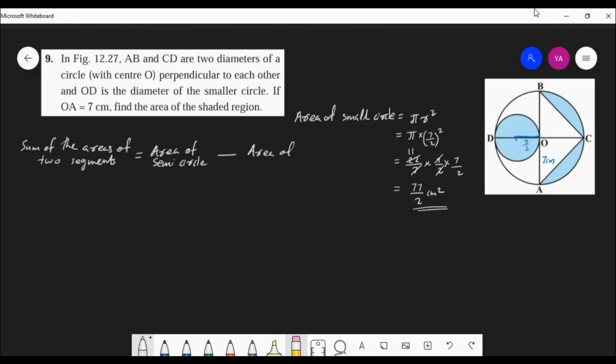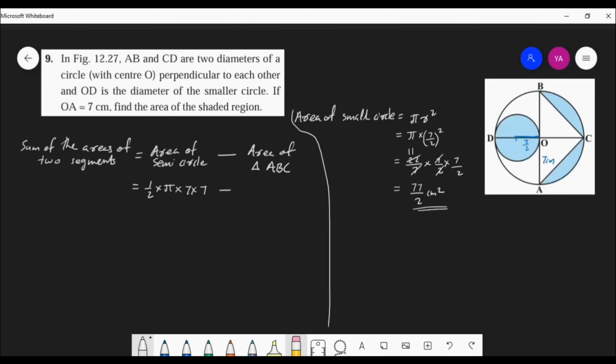Area of triangle ABC. So in the next step, you can substitute values. That is equal to the area of the semicircle. That will be half into pi r square. So half into pi into r square is, with r equal to 7, 7 square. We can write it 7 into 7 minus area of triangle ABC. Look here how we can take the area of triangle ABC.